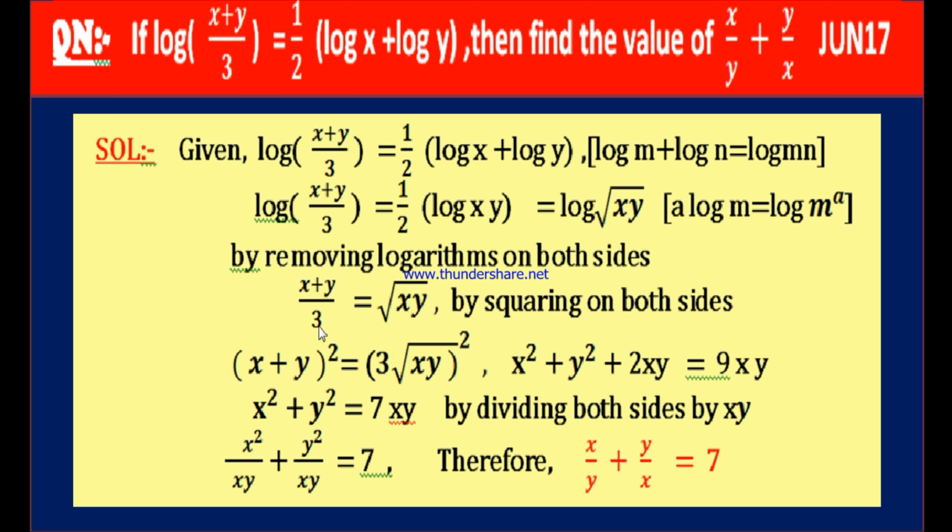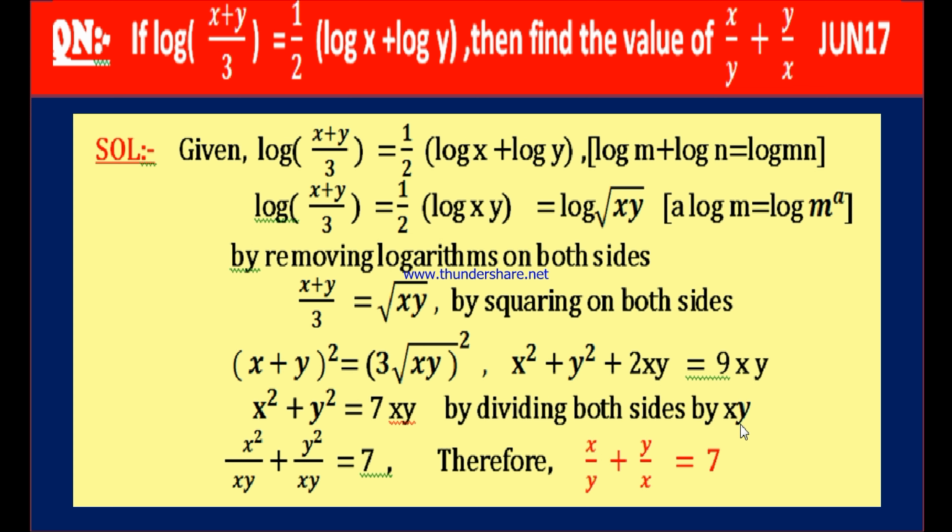Before squaring, let us take this 3 to RHS. Then (x plus y) whole square is equal to (3 root xy) whole square. This is in the form of (a plus b) whole square, a square plus 2ab plus b square. x square plus y square plus 2xy is equal to 3 square, which is 9, times root over xy whole square, which is xy. Therefore, this is 9xy. x square plus y square is equal to 9xy minus 2xy, which is 7xy.